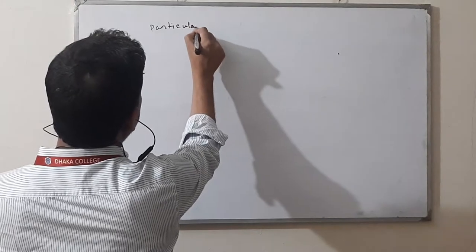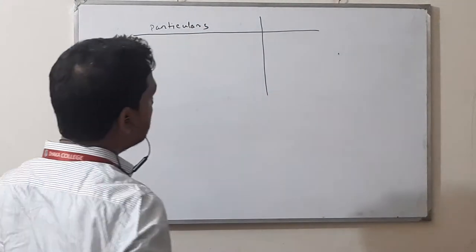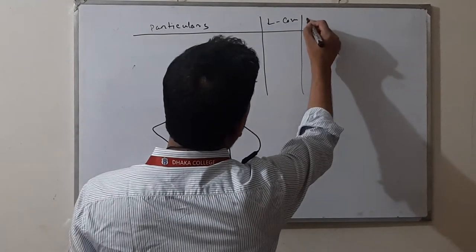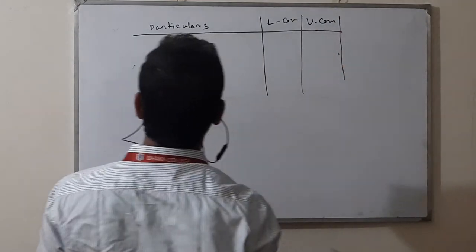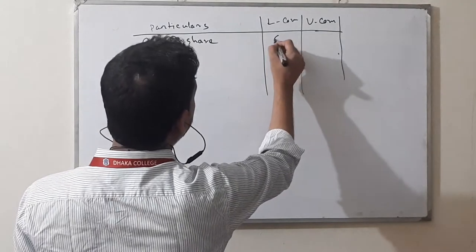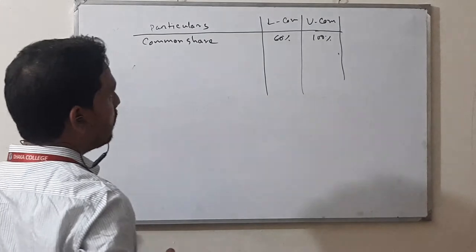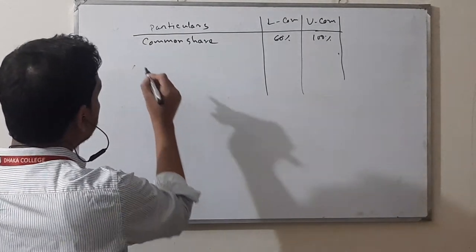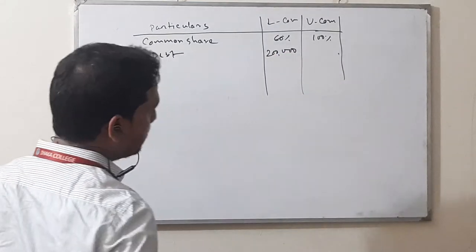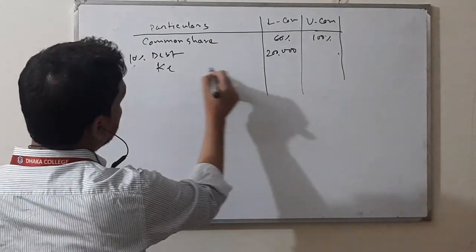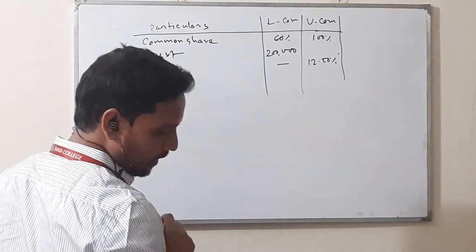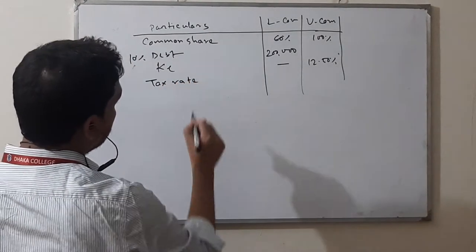Particulars: levered company, unlevered company. The first one is common shares at 60%, then unlevered is 100% because all of the shares are equity shares. Then 10% debt is 2 lakh, then the cost of equity is 12.5%. Then the tax rate is 40%.